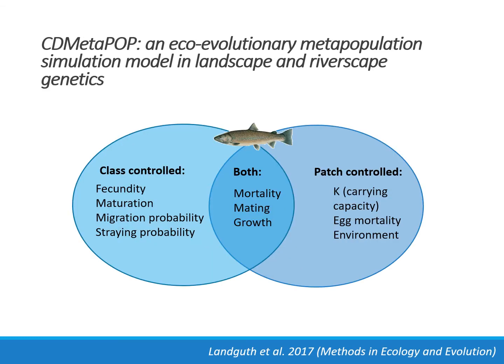CD Metapop is quite flexible, but just to give you the basics, there are some parameters that are controlled by class, so age or stage, like fecundity and maturation. There are some that are controlled by patch, like I mentioned, carrying capacity, or factors that the environment might affect. And then there are some parameters that can be controlled by both, such as mortality, for example. You could have mortality be age-based, or you could have it be a function of the environment, maybe temperature, or you could have mortality coming from both of those. But there's a lot of flexibility in the mechanisms available to you with CD Metapop and the sort of modules that you can work with.